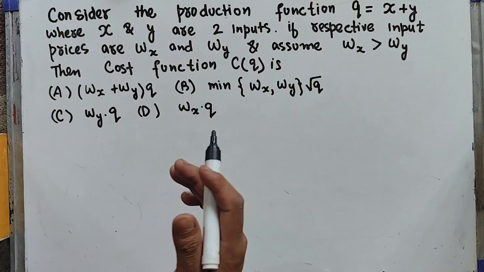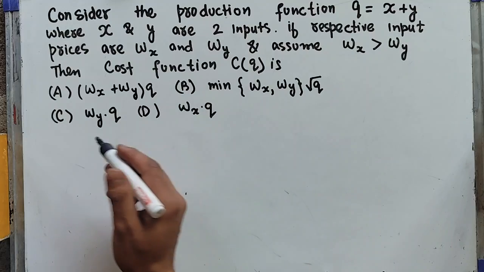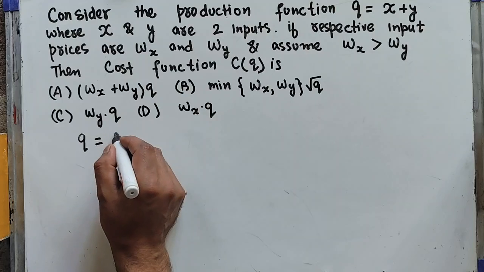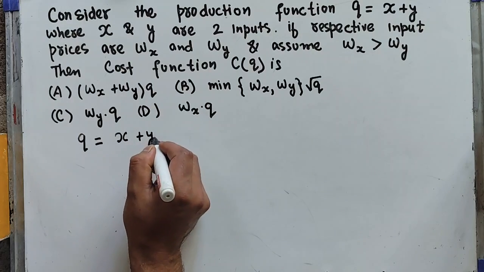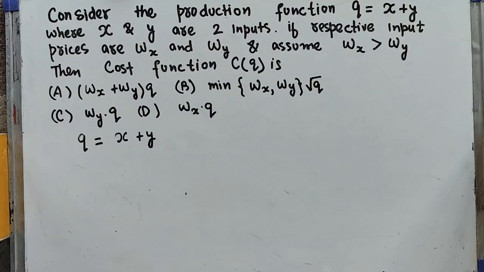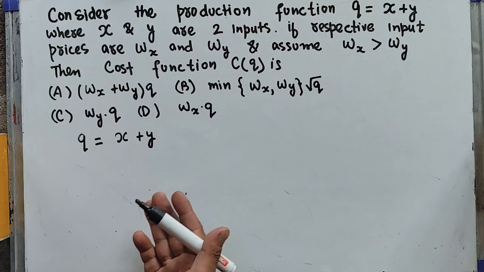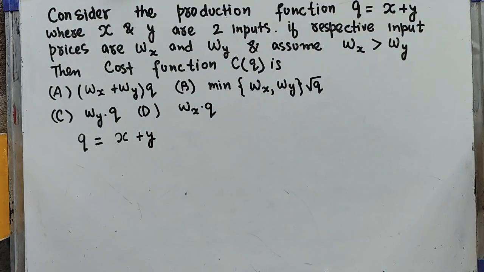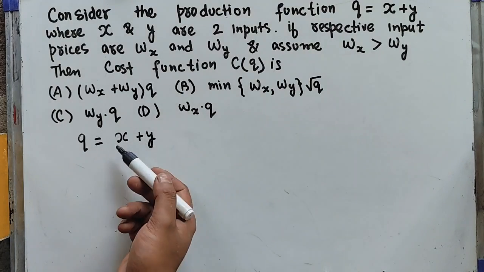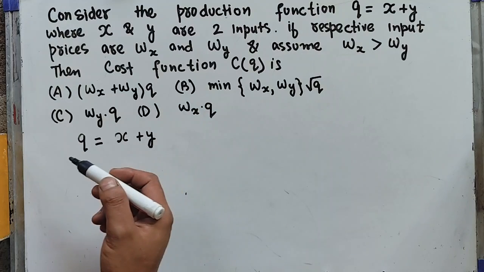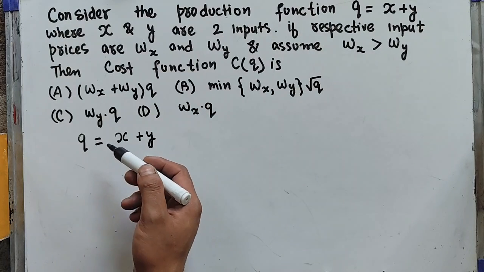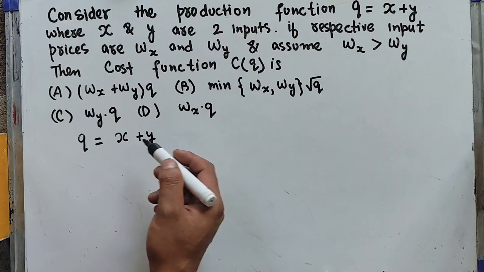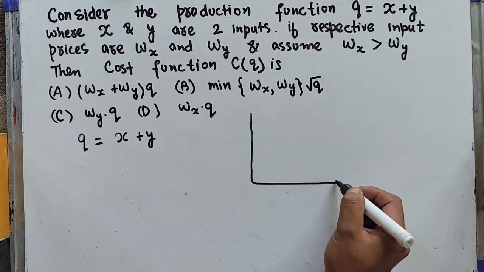Now to find out the cost function for the given production function, we have the production function, that is output as a function of two inputs, X plus Y. Now what kind of production function is this? This is what we call a perfect substitute production function. So what does this mean? That means here X and Y are perfect substitutes. That means output Q can be produced by using only X or using only Y input, or a combination of both.